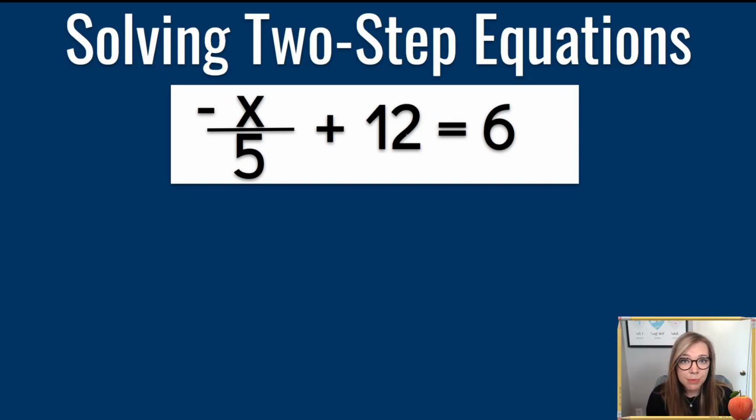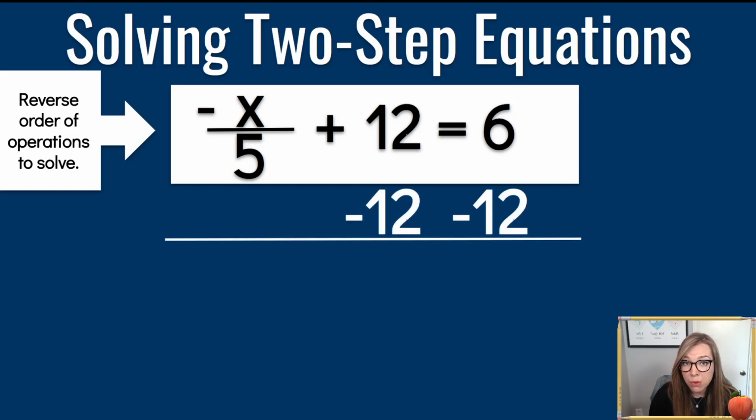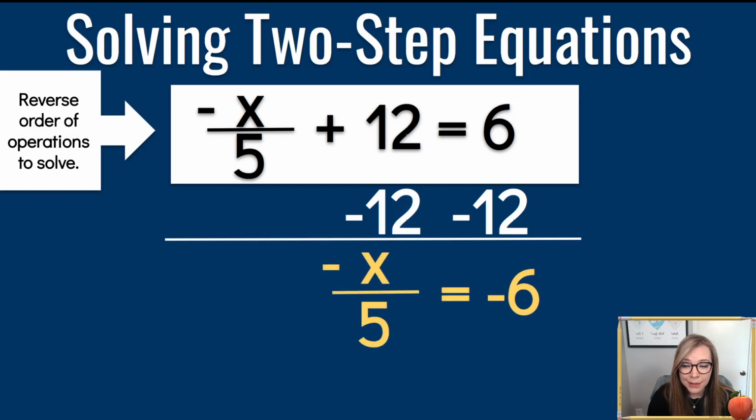Just like we did in the previous examples, I'm going to follow reverse order of operations to solve for x, which means I'm going to first deal with that 12. I want to get rid of that constant first. And whatever I do to one side of the equation, I need to do to the other side. So I'm going to subtract 12 from both sides of the equation. And when I do that, it's going to leave me with negative x fifths, or negative x divided by 5, equals negative 6.